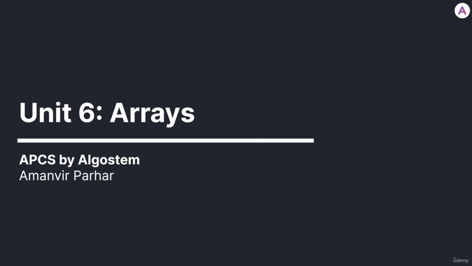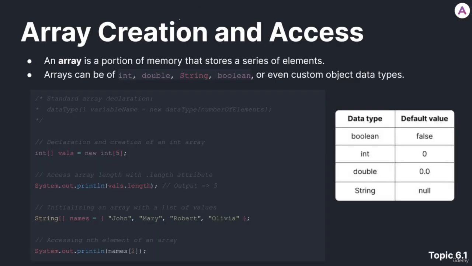Let's look at Unit 6, which is on arrays. First, let's go over array creation and access. An array is a portion of memory that stores a series of elements. Arrays can be of int, double, string, boolean, or even custom object data types.